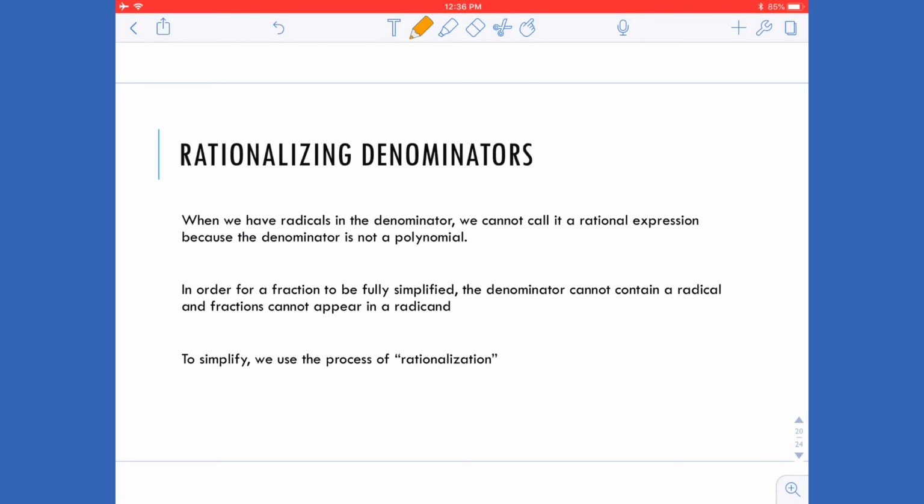All right, one other thing that we want to talk about in this section is rationalizing denominators. When we have radicals in our denominator, we cannot call it a rational expression because the denominator is not a polynomial. So in order for a fraction to be considered fully simplified, you don't want any radicals in your denominator, okay? So we are going to simplify by using a process called rationalization.